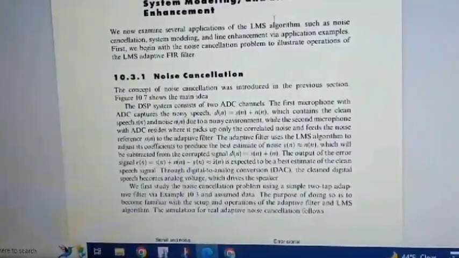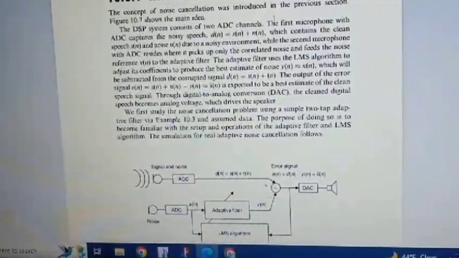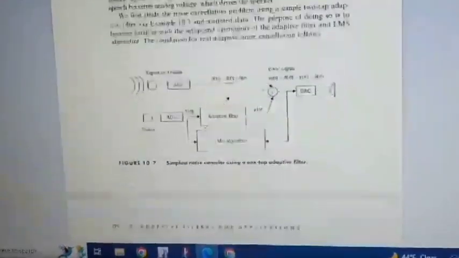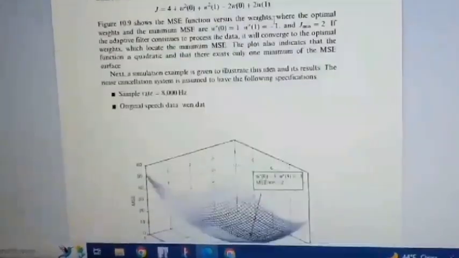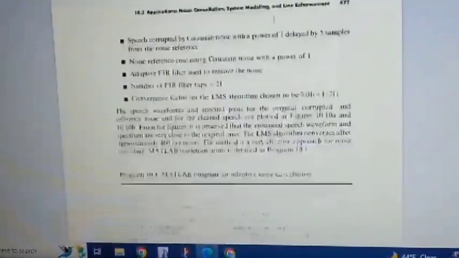And now I tell you about the applications of adaptive filters. There are three applications of adaptive filters: noise cancellation, system modeling, and line enhancement. First of all, noise cancellation. What is noise cancellation? Noise cancellation using adaptive filters is a technique where an adaptive filter is used to reduce or eliminate unwanted noise from a signal of interest. Here is the block diagram of noise cancellation.